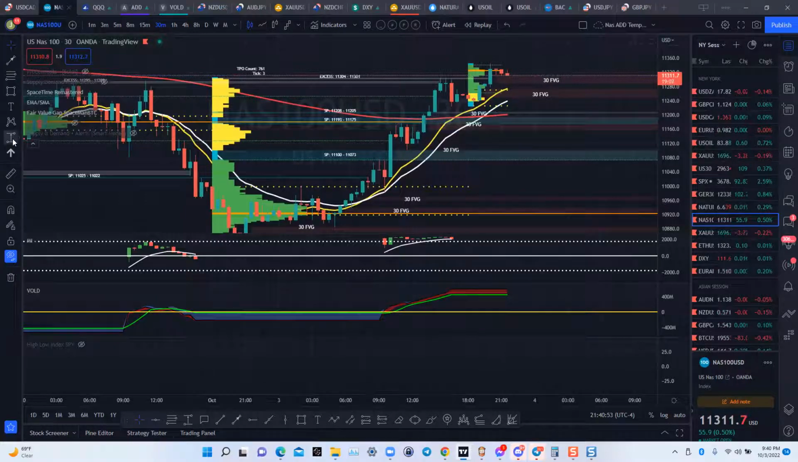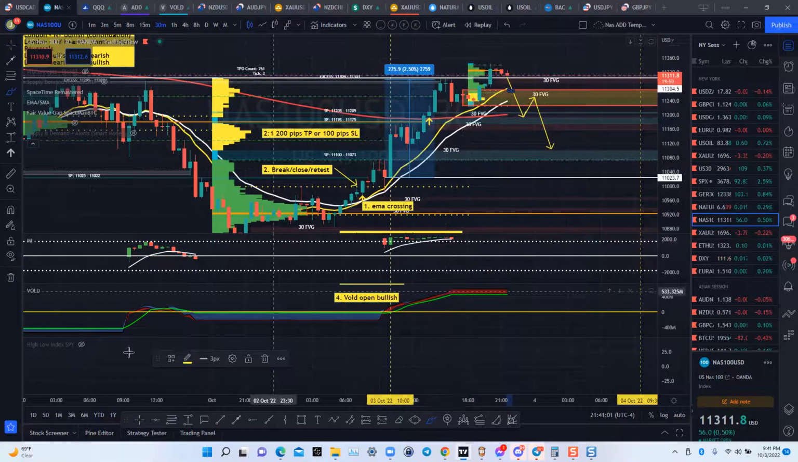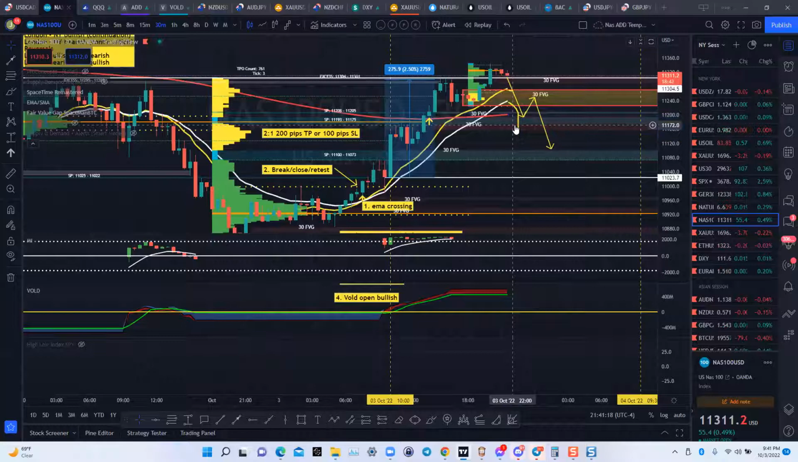So what I need to see is this: these need to turn this way. All these EMAs need to come down, this needs to come down, and then you can see bearish action. Once I start seeing bearish action, then I'll know what's going on. That might happen at 2 o'clock in the morning, but I try not to trade Nas at 2 o'clock in the morning. Sometimes I do, but I'm waiting for 9:30 in the morning to see what happens.